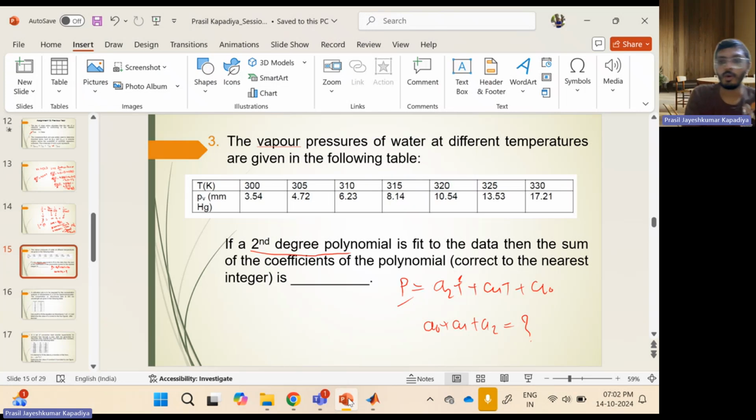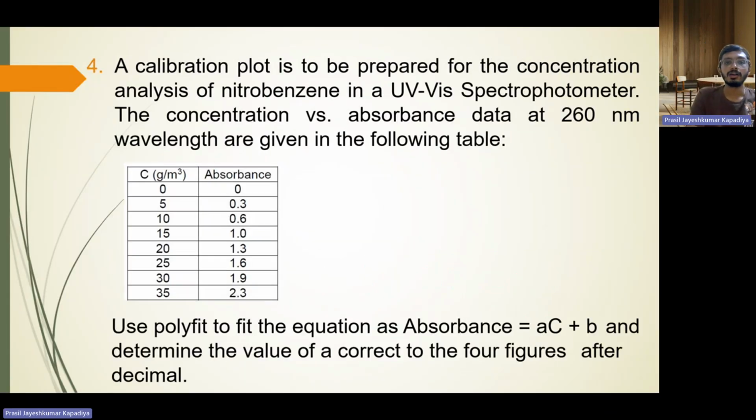So you can use polyfit model to directly fit your data. Okay, now let's move on. A calibration plot is to be prepared for the concentration analysis of nitrobenzene in a UV visible spectrophotometer. The concentration versus absorbance data at 260 nanometer wavelength are given in the following table. Use the polyfit to fit the equation as absorbance equal to A into C plus D and determine the value of A correct to 4 figures after decimal. Okay, so here my order of n is equal to 1. Correct. So it is really simple.